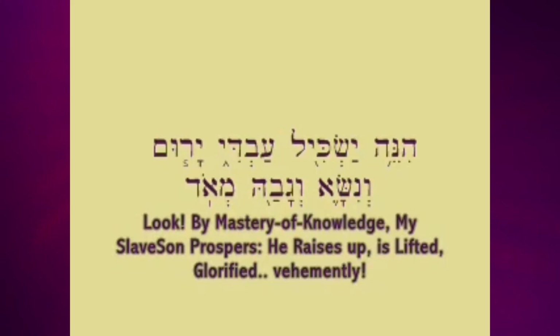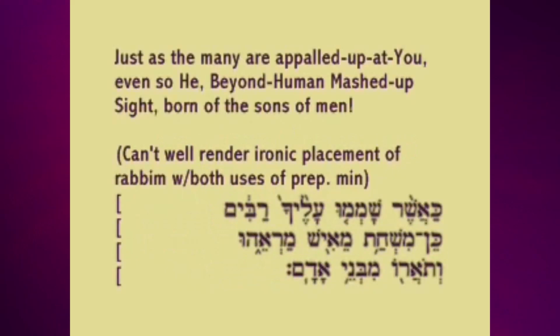Now we go to 52:14, and this is where the 9s begin to come in. Okay? So let's count it out. Kasher shamu aleka rabim. That's 9. First clause. Ken mishchat meish marehu. 8. Watoaro mib'eni adam. 9. So you'll notice that 8 is in the middle clause.